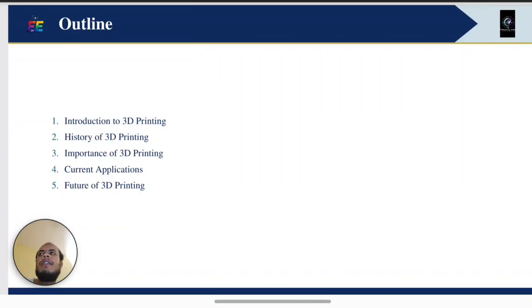Before starting, let us see what we are going to learn. First, we will understand what 3D printing means, and then we'll look at its history and how it developed over time. After that, we'll discuss why this technology is so important, and next we'll see some real-world applications, and finally we'll learn about future developments and the existing possibilities. So let's start with the basic concept.